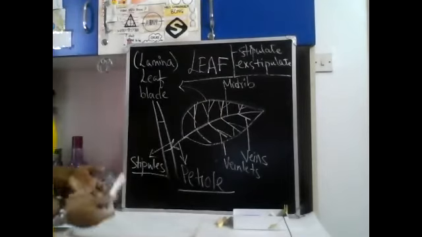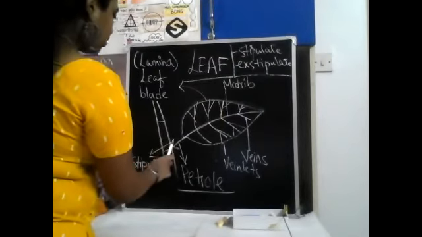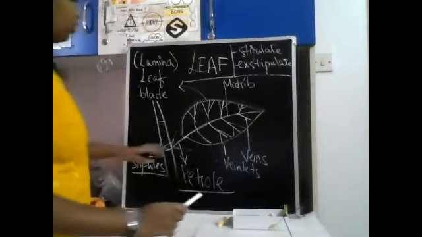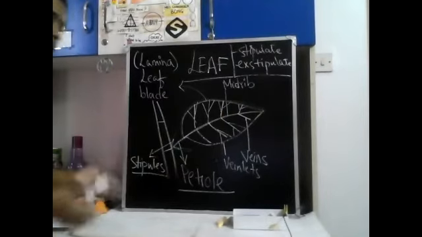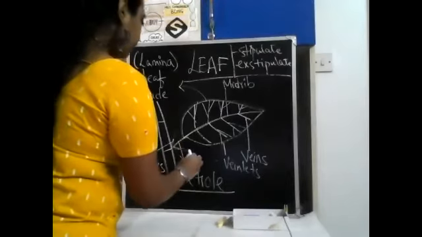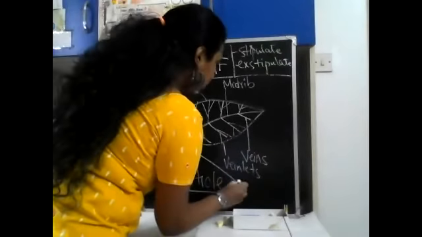In certain cases, what happens, these structures will be slightly larger, of course smaller than the leaf, and they will be photosynthetic.